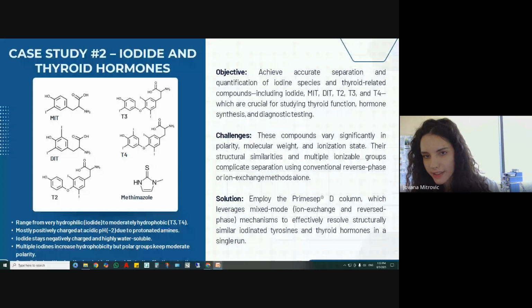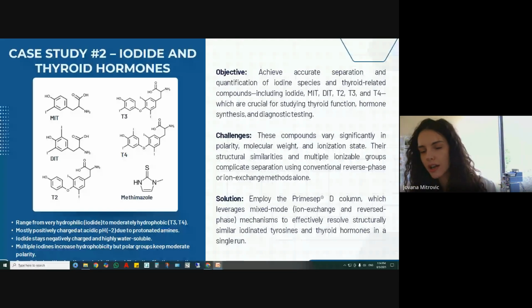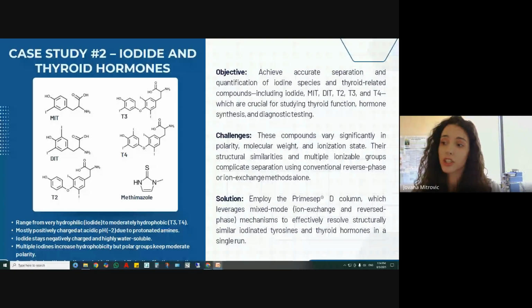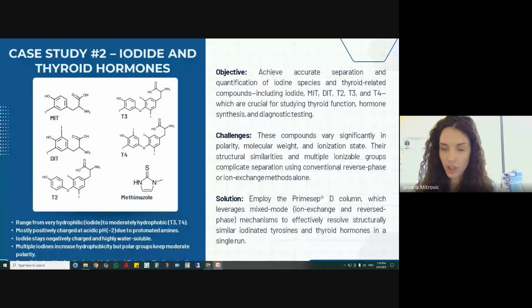So it combines reverse phase interaction, which helps separate analytes based on their hydrophobicity, with cation exclusion mechanism that adds selectivity for basic compounds. So that's important when we talk about thyroid hormones, because they have primary amine that at low pH will have positive charge, and they're also hydrophobic. So we have for them cation exclusion plus hydrophobic interaction. But if we are talking about iodide, we need to retain it. We have anion exchange for retaining iodide. So on the next slide, we'll take a closer look at the chromatogram and see how Prime-sub-D performs under these challenging conditions.